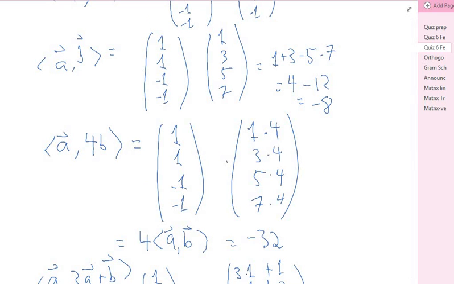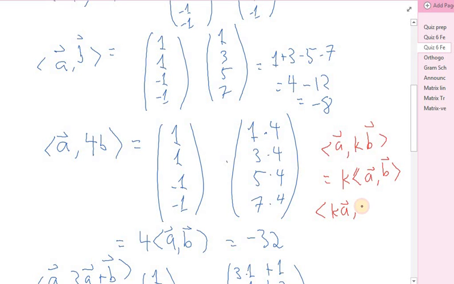So in general, we have a property. And the property is the inner product of A with KB is equal to K times the inner product of A with B. Now, when you're dealing with complex numbers, it's the same, but in this case, if you put the K on the first one, you'll find that the result is the complex conjugate of K times A with B.